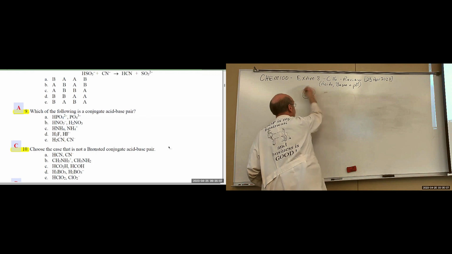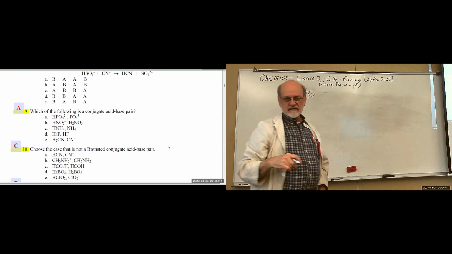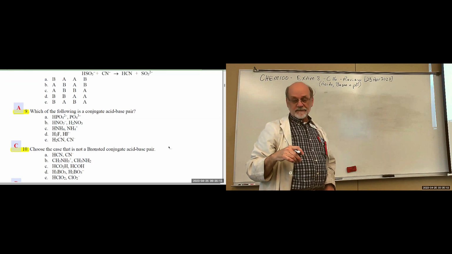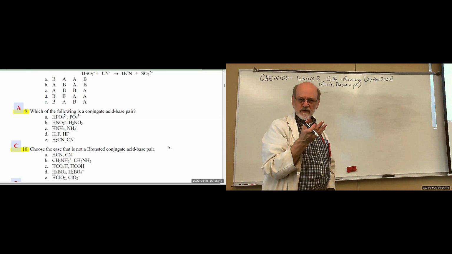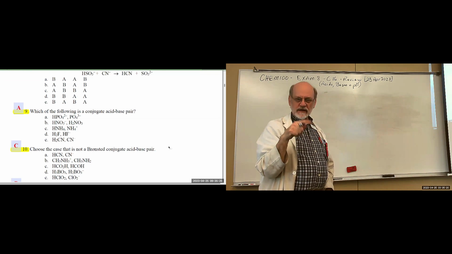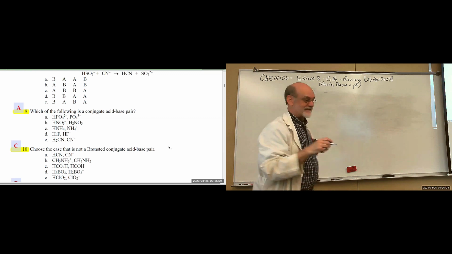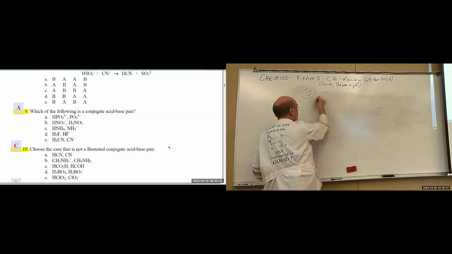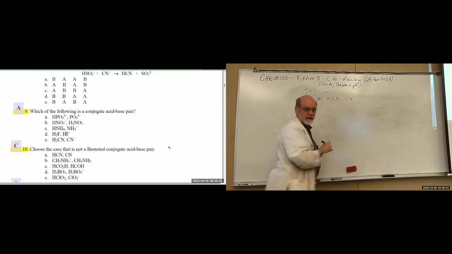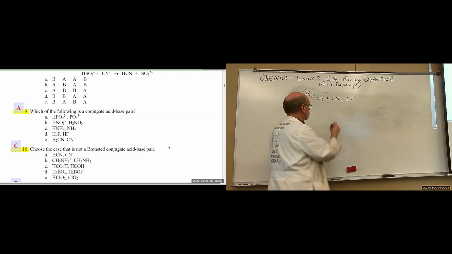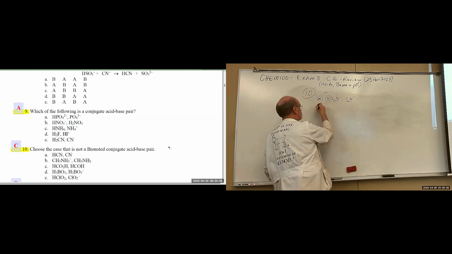That pair is a valid acid-base pair. And about 10, I think that's next. Choose the case that is not a Bronsted conjugate acid-base pair. Okay, so the way that's worded means that we've got to look through here and find the one that's not an acid-base pair. Right? So the first one is HCN and CN minus. Correct? That's true. We got this part the same, and we lost one hydrogen. That's a good one.